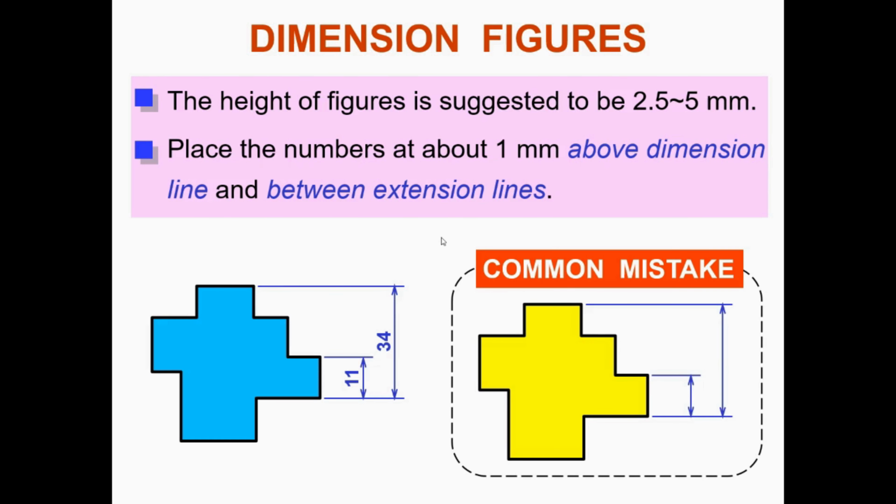Let's look at common mistakes. Students sometimes, having drawn their figure, have the dimension figure sitting right on the dimension line, and it is a wrong practice. Or you have the dimension figure aligned to the left or aligned to the right.